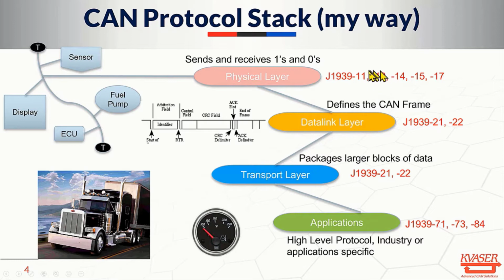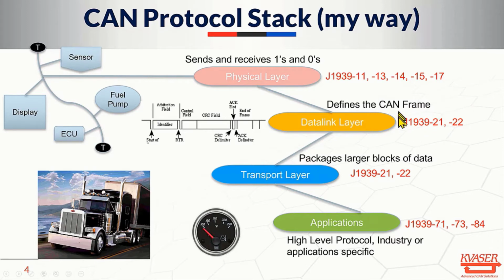The -13 talks about the actual connector, and these other ones go with different types of wire and different speeds, and CAN FD when you get up here. So we're just going to deal with a subset of what's here on the physical layer. The data link layer puts a frame around those 1s and 0s so you can understand what they are. That's the purpose of the data link layer. It's specified in J1939-21 for classic CAN, and -22 for CAN FD.